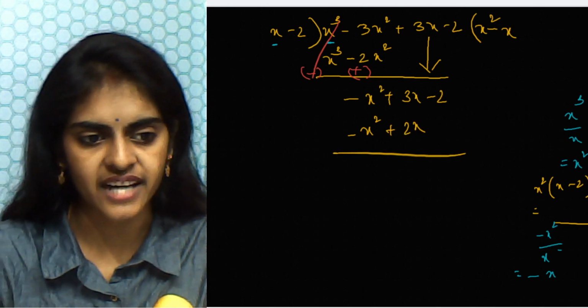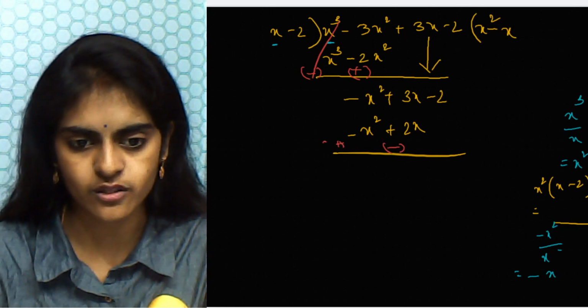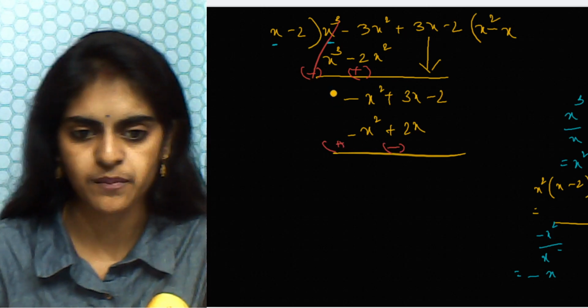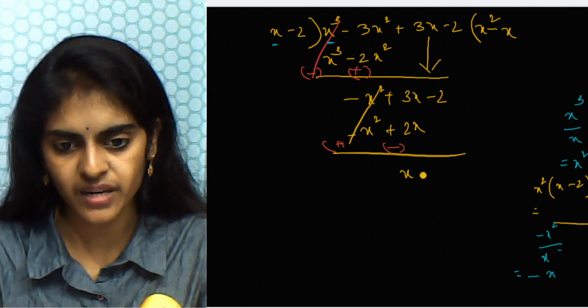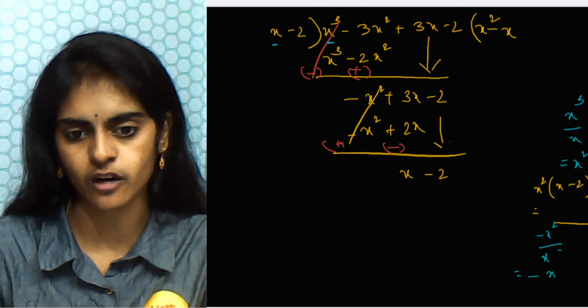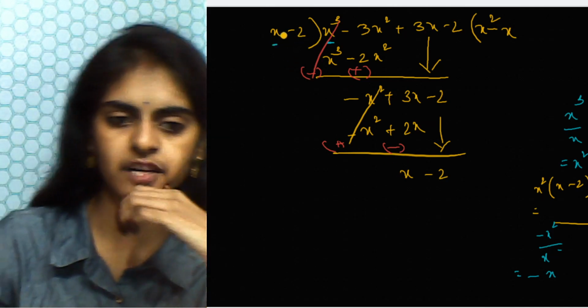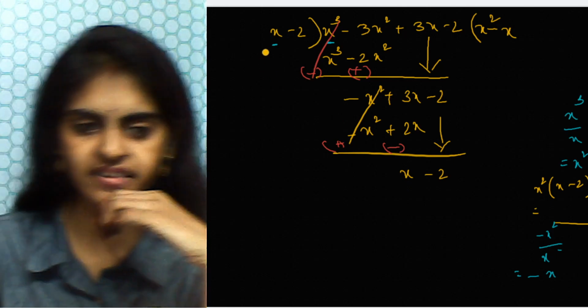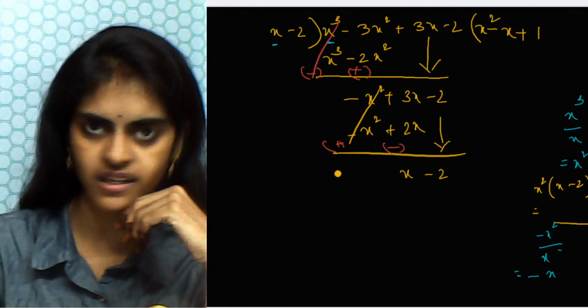So subtracting, what do you get again? So this is plus, this is minus. So this gets cancelled. So 3x minus 2x is nothing but x and you have minus 2. Bring it down. Now again, first term of dividend divided by first term of divisor. So x divided by x gives you what? 1. So that is the next term of the quotient, right?